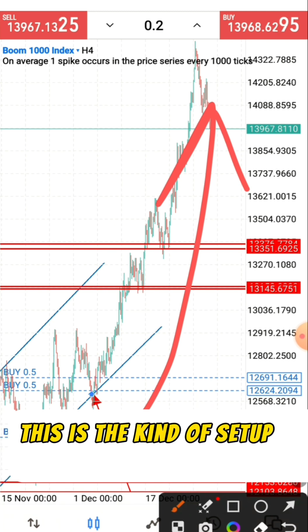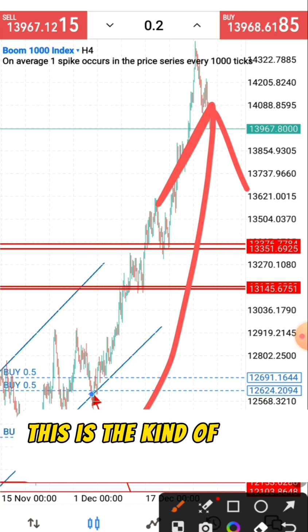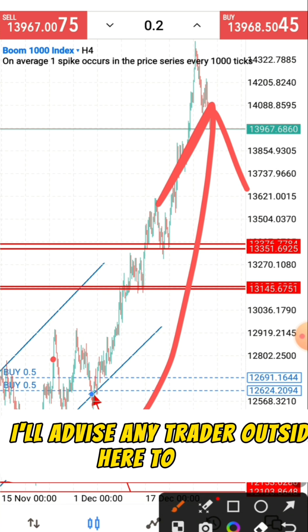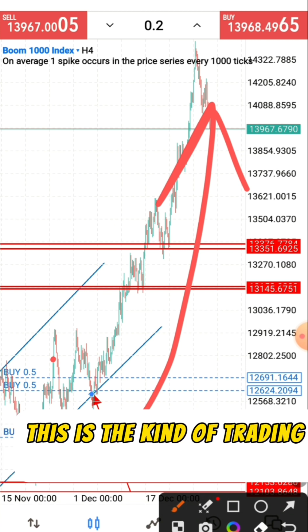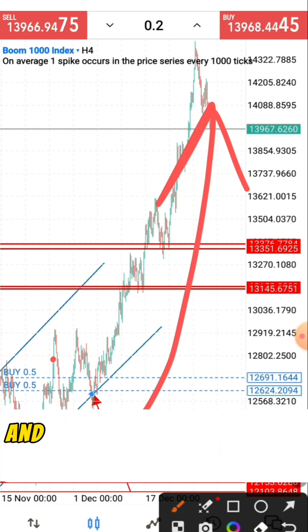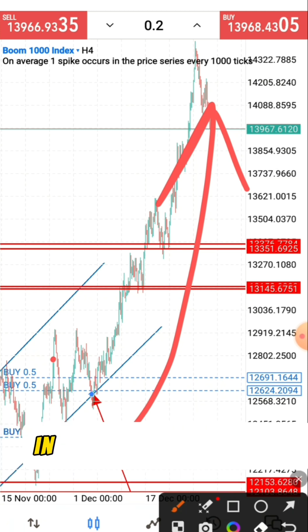This is the kind of setup I will advise you to trade. This is the kind of setup I personally trade. This is the kind of trading setup I will advise any trader out there to trade. This is the kind of trading setup that only those 5% of traders are trading, and that's why they are making it in this particular market.